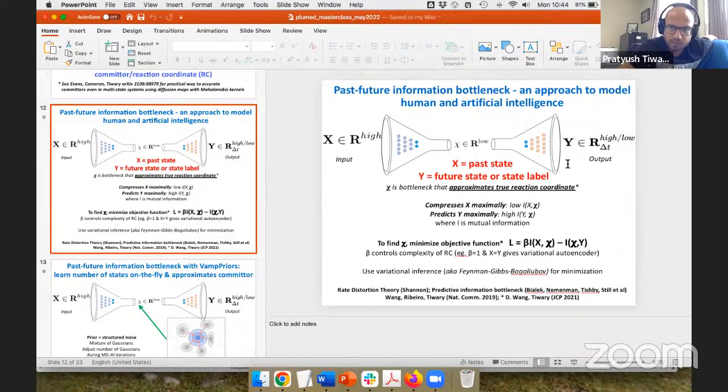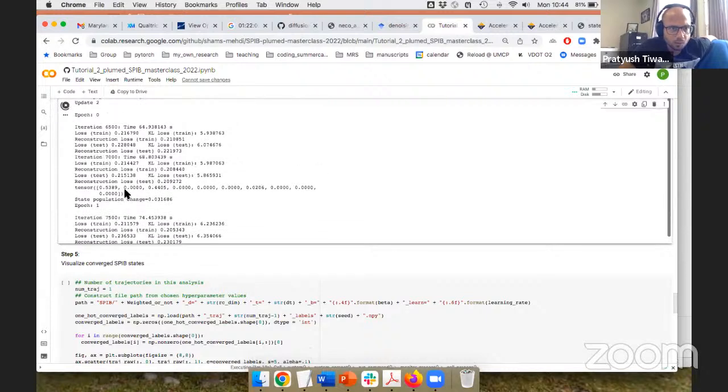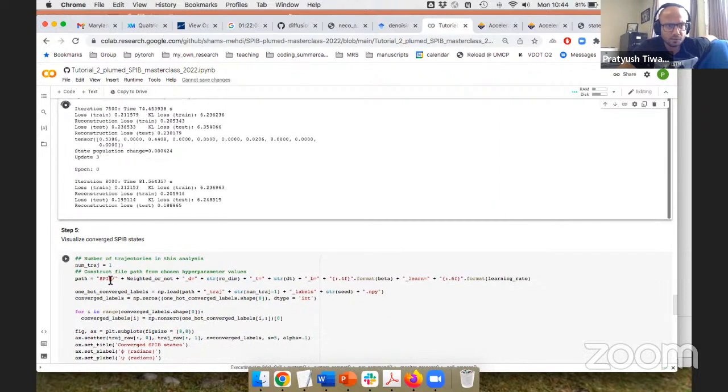Our output is 1-dimensional. Which state does it lie in? And the bottleneck is 2-dimensional. That's what we are trying to learn. And you can see it's already going to 1, 2, 3 states for this much delta t. It will stop soon. After that, we will visualize it.